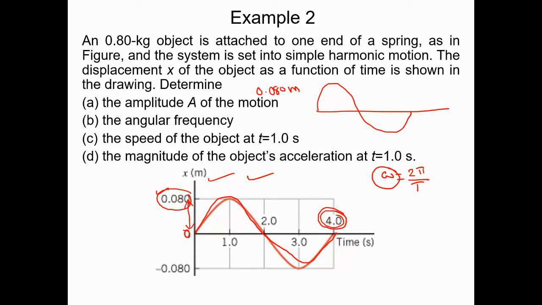The speed of the object at t equals 1. Brother, what should be the speed here?